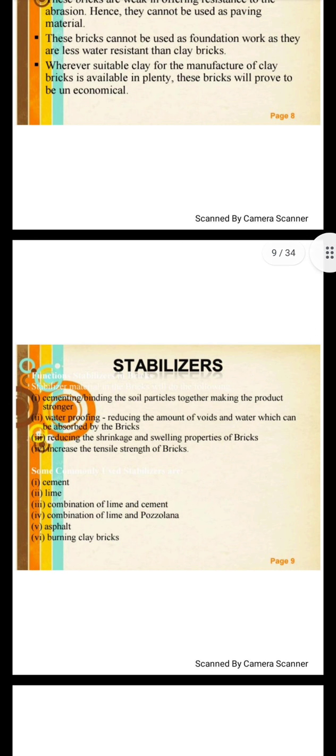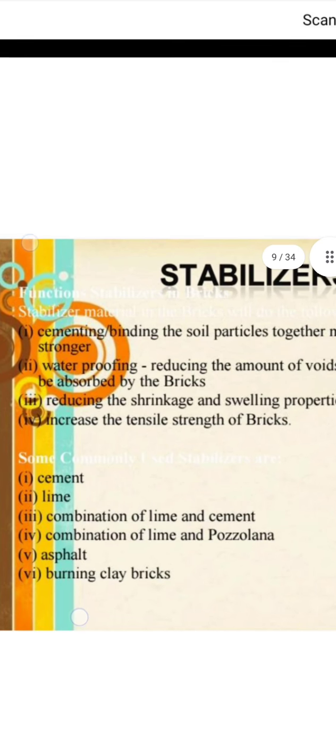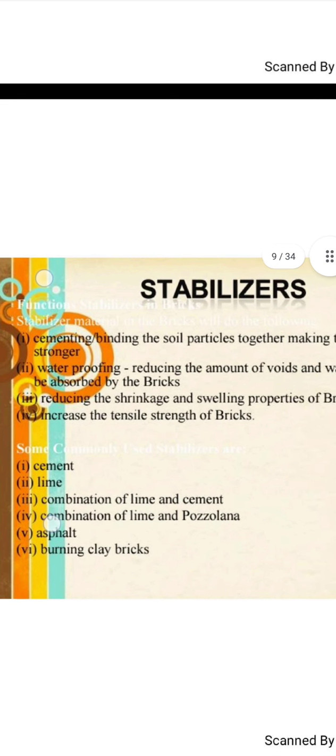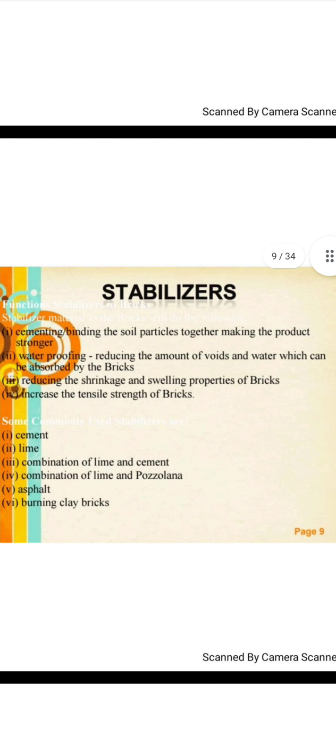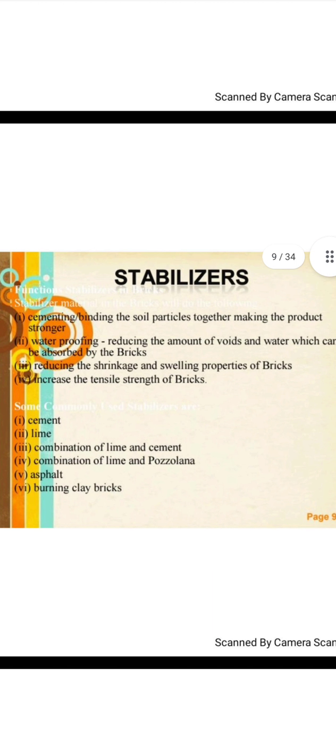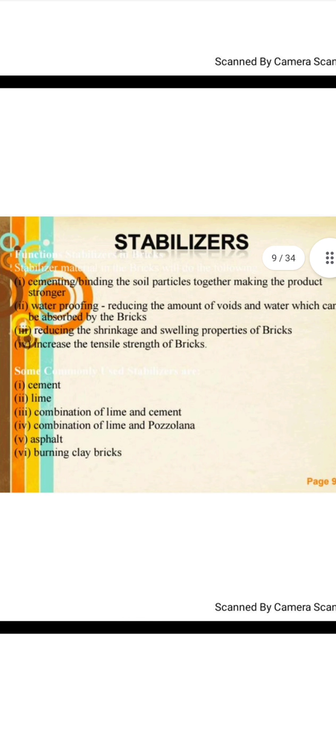Now, stabilizer. What is a stabilizer? Cementing, binding the soil particles together to make the product stronger. Waterproofing, reducing the amount of void and water which can be absorbed by the brick, reducing the shrinkage and swelling property of brick, and increasing the tensile strength of brick. So why do we use a stabilizer? I hope you understand. Some commonly used stabilizers are cement, lime, a combination of lime and cement, a combination of lime and pozzolana, asphalt, and burnt clay brick.